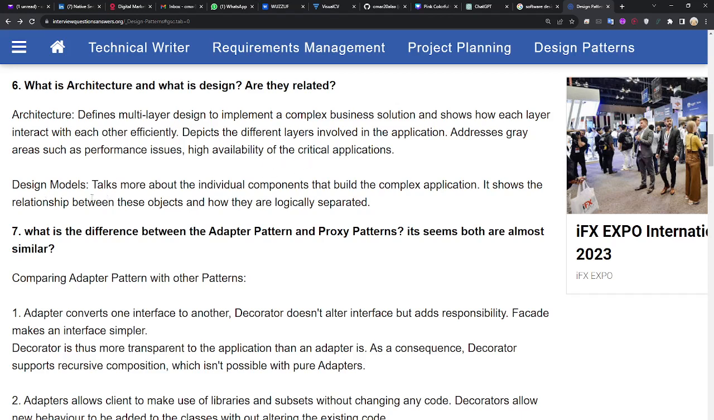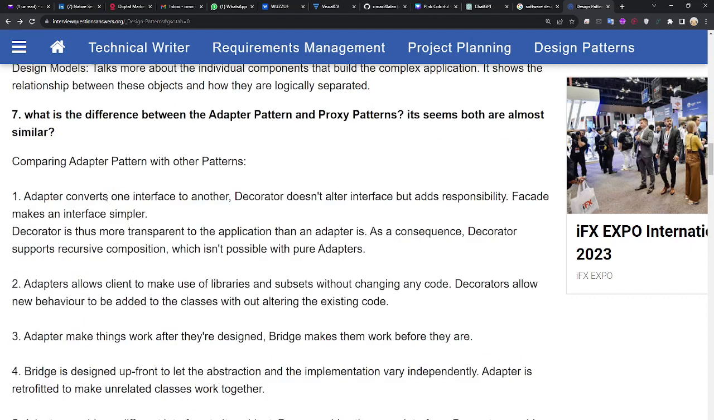Design models talk more about the individual components that build the complex application. It shows the relationship between these objects and how they are logically separated from each other.